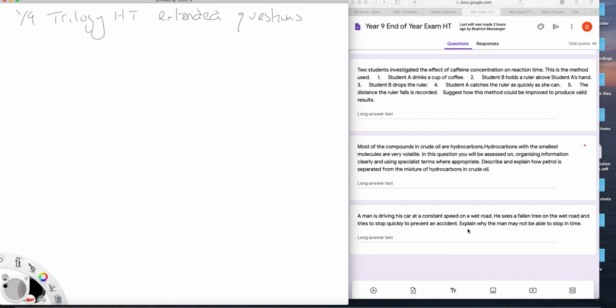If he is tired or distracted or under the influence of alcohol or drugs, which would increase his reaction time, then his thinking distance would be longer, and that would make his overall stopping distance longer, because the stopping distance is the thinking distance plus the braking distance. So those are the sorts of things that I would look for in that answer.